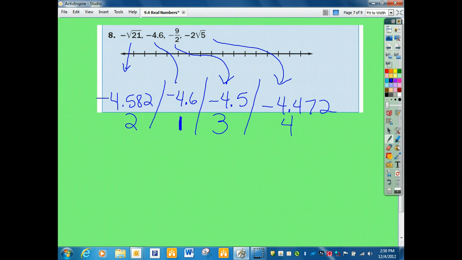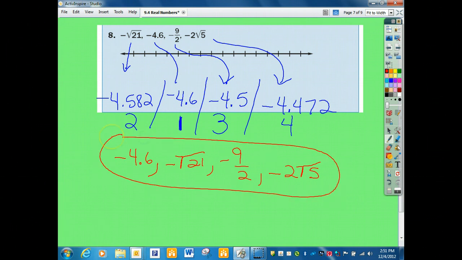So then writing them in original form. Negative 4.6, comma. Negative the square root of 21, comma. Then what? Negative 9 over 2. And then finally, negative 2 times the square root of 5. We have to write them like they were before. Yep, always write them in their original form. Any other questions?